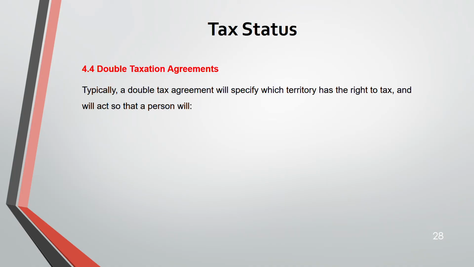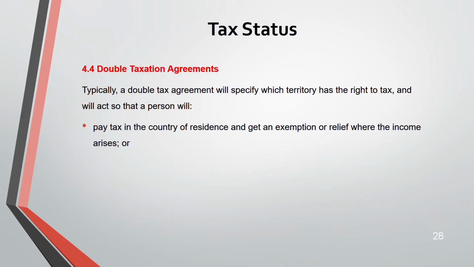So now, the agreement will specify which territory has the right to tax. So that means a company might pay tax in the country of residence and get exemption from the other country where he is not a resident.